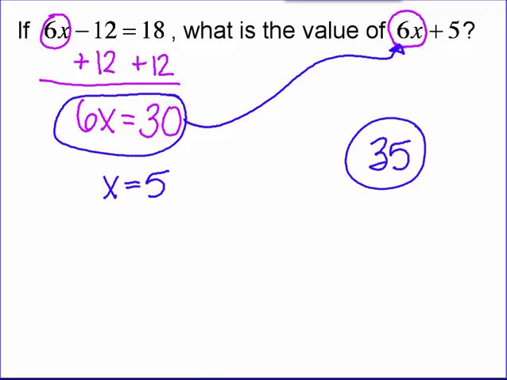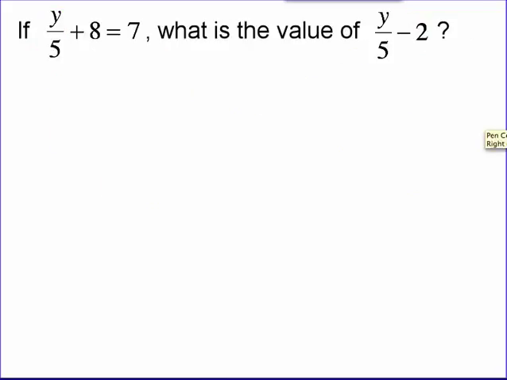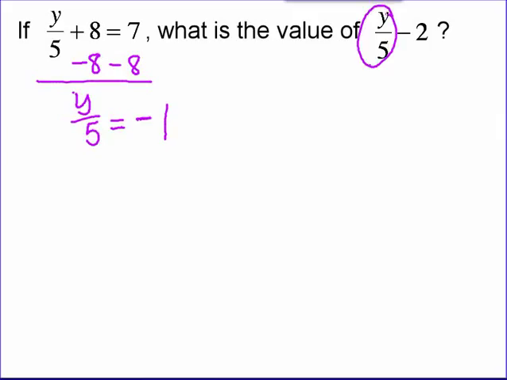So let's look at another one of those real quick. If y over 5 plus 8 equals 7, what is the value of y over 5 minus 2? Yeah, it's like a bird. Okay, so anyway, let's solve this for y over 5. So I'm going to subtract 8 from both sides. So what does y over 5 equal? -1. Okay, so that equals -1. So in place of y over 5 right here, I'm going to put -1. So I have -1 minus 2. My answer is -3.